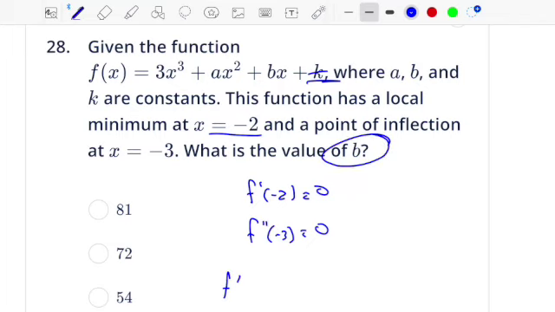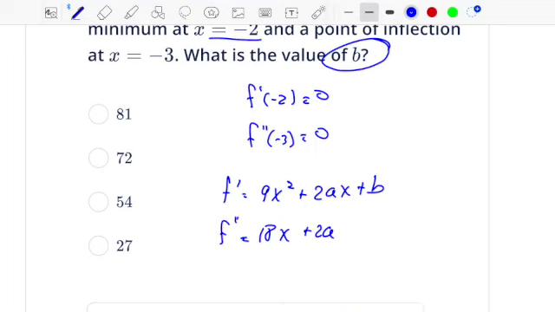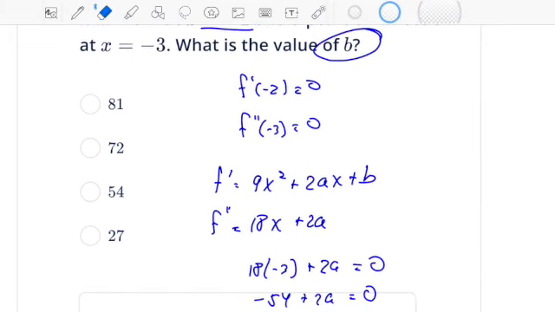So f prime is going to be 9x squared plus 2ax plus b, and we know that equals 0. I'm going to go to the next step, f double prime, which is 18x plus 2a. We know that when x is -3, that's 18 times -3 plus 2a equal to 0. That's -54 plus 2a is 0, so a is going to be 27. Actually, I didn't need to find that because I needed to find 2a. That's 27.